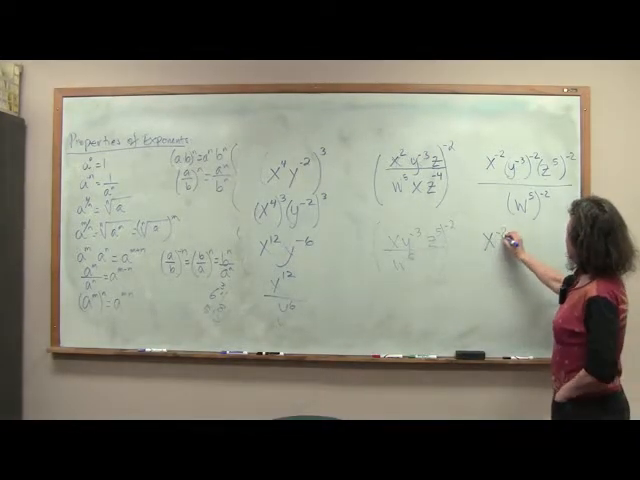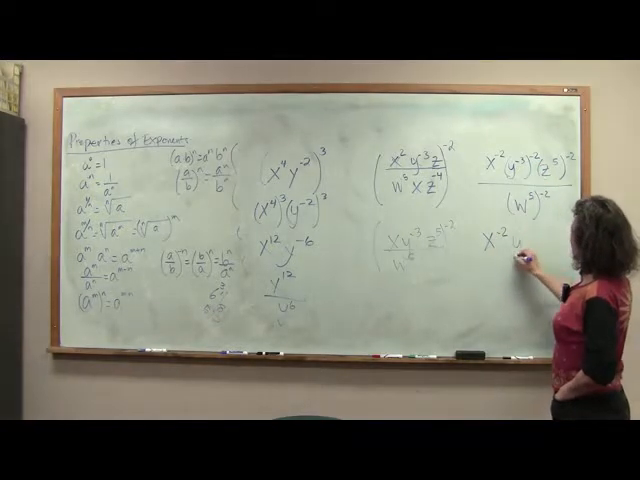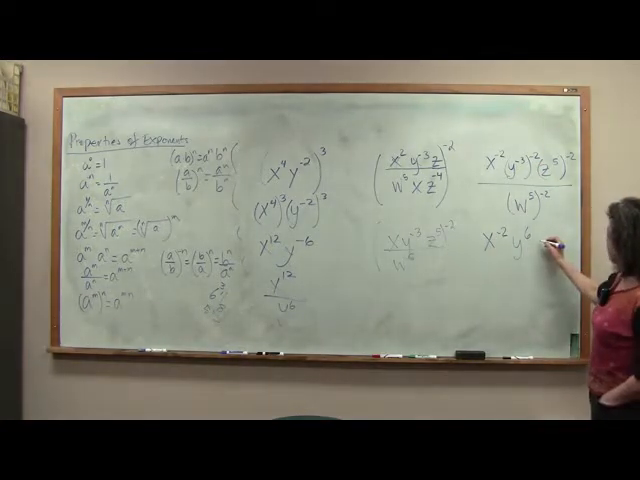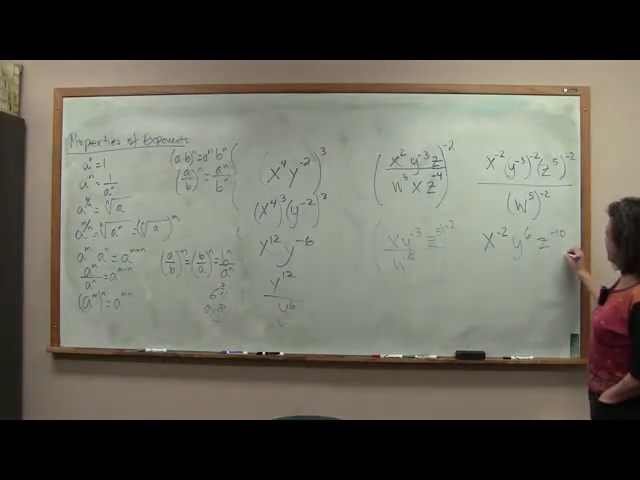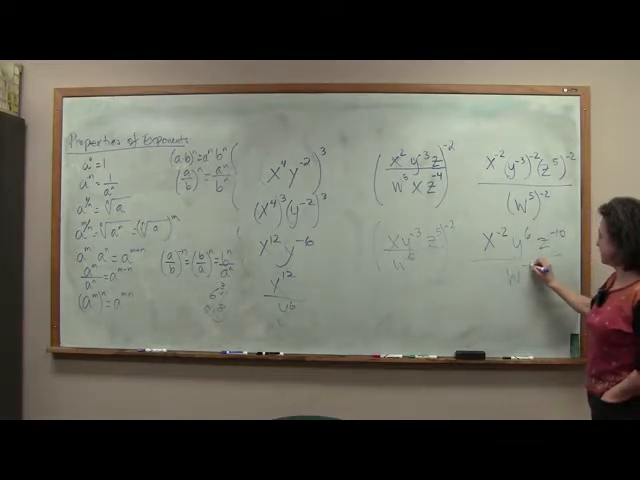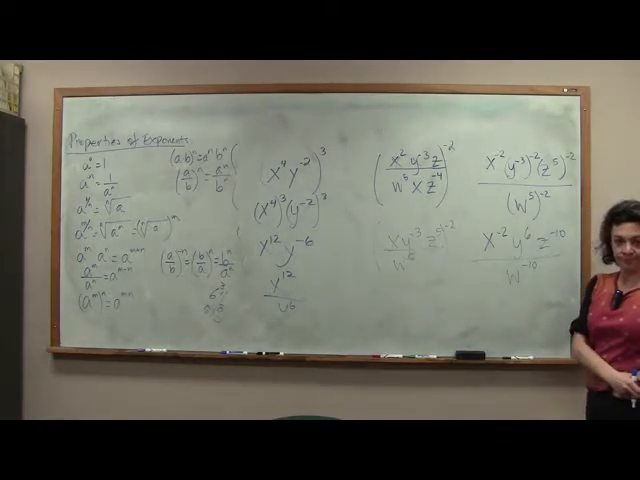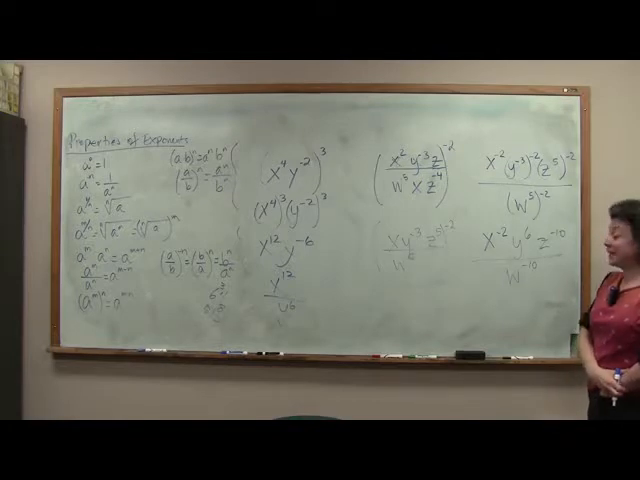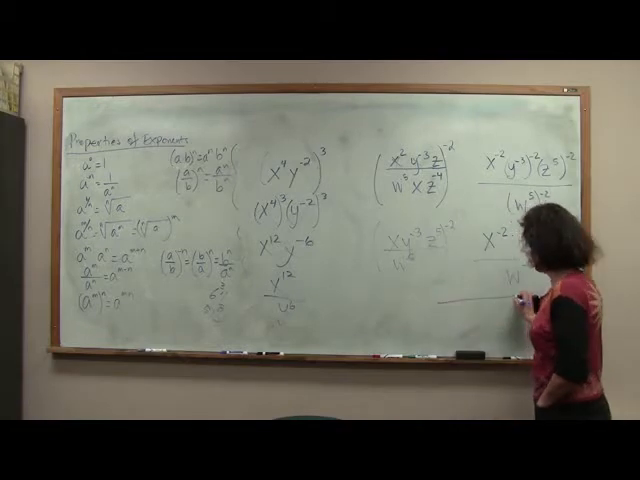So I have x to the negative second, y to the sixth, z to the negative 10th, over w to the negative 10th. My last step is just to make sure all my exponents are positive.